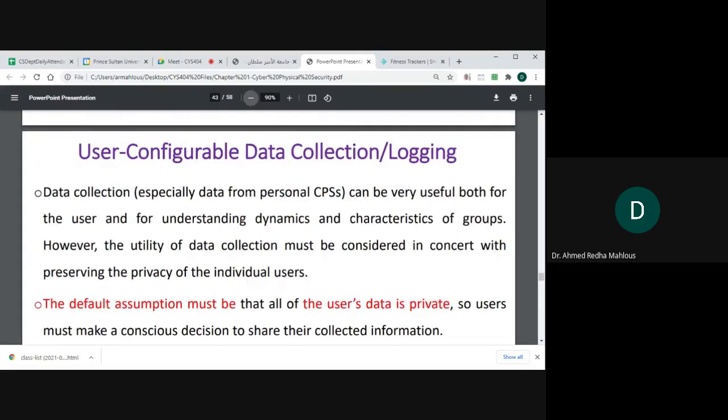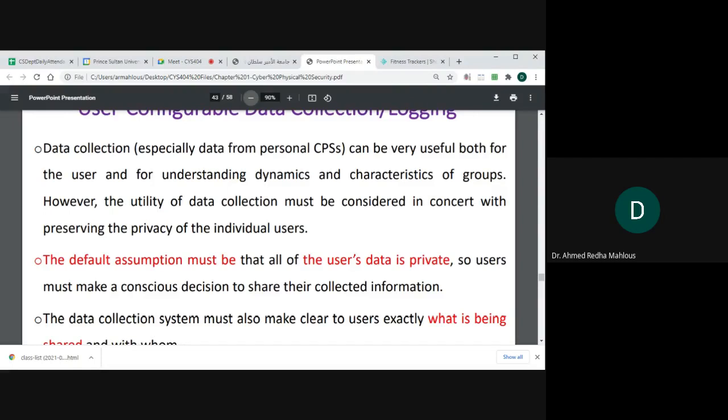We looked at the user configurable data collection logging, and we said that specifically for the data that is taken from personal CPS, we need to look at how we can protect such data. Sometimes a group of users have some specific characteristics that we need to gather data on, take that data and log it. So it is very important to look at the privacy of the data, and we should make the user conscious about the decision that the data will be collected and shared with others, what type of data is shared, and with whom.